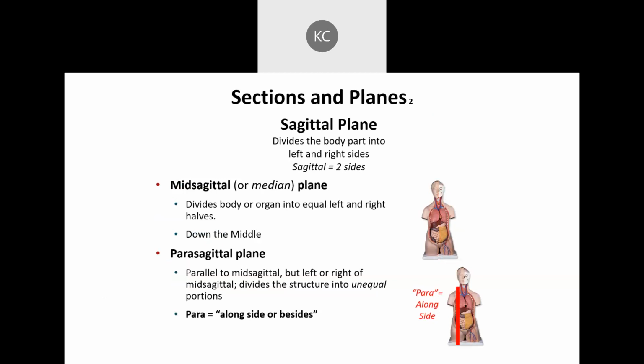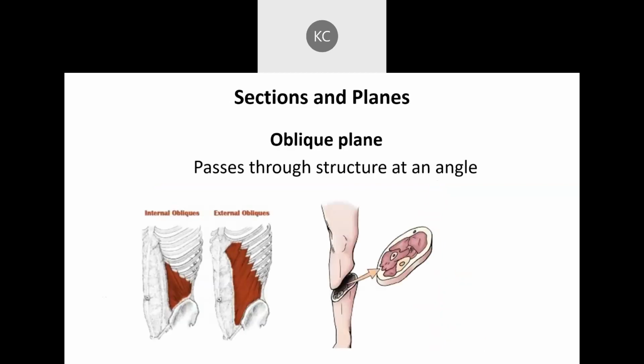Parasagittal divides the body into left and right, but unequal left and right. So this is called parasagittal. The term para means beside or to the side of. So this is to the side of the sagittal plane or the midline, which divides the body into equal. Parasagittal is unequal left and right. Okay. Now think if we cut it in half like this, we divide it into left and right. And then lastly, we have our oblique plane.